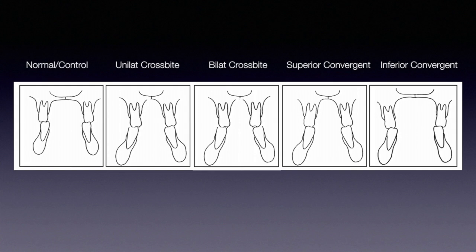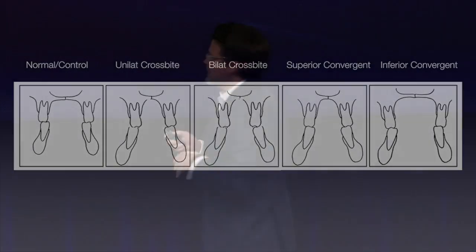And they divided the sample up into 5 categories. Normal control on the far left, unilateral crossbites, bilateral crossbites, superior convergent, which we don't know very much about in orthodontics, and then finally on the far right, inferior convergent, which I don't see very often. It's the superior convergent that's the tricky one for us. That's where the maxillary molars are leaning out towards the mandible and the mandibular molars are leaning in.